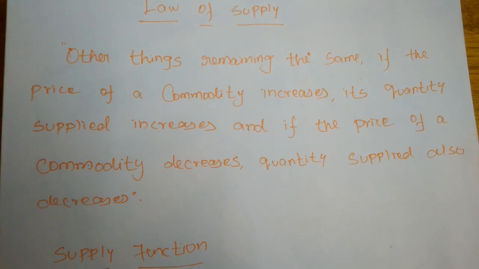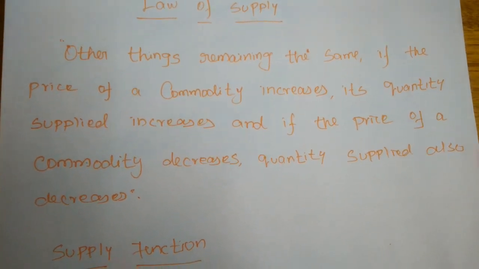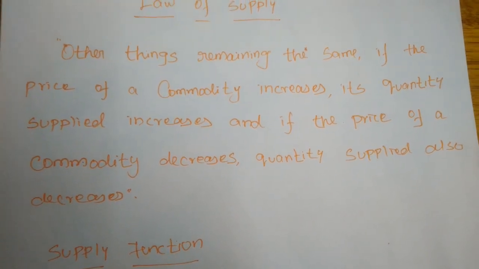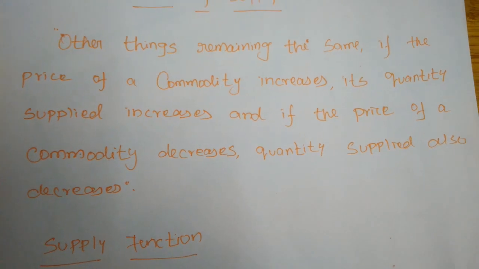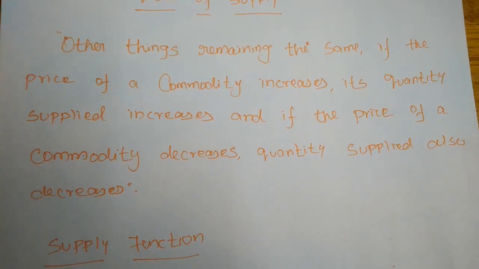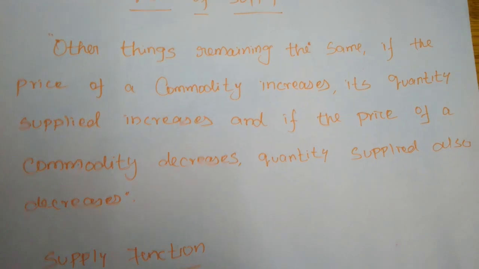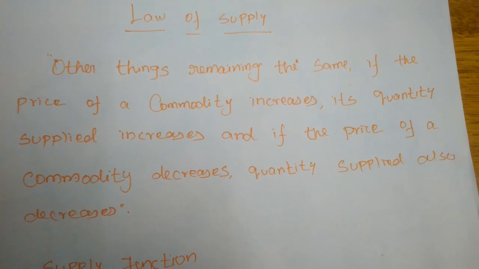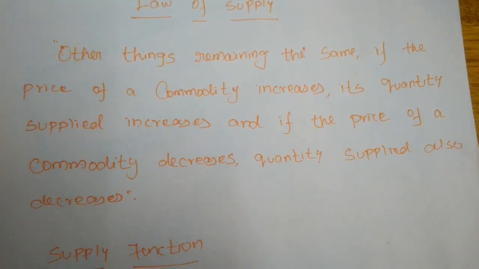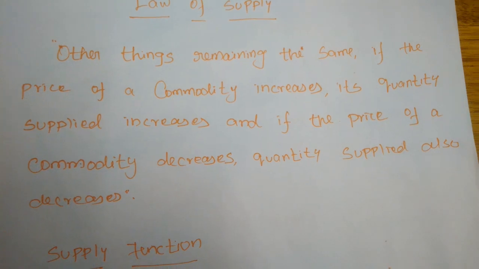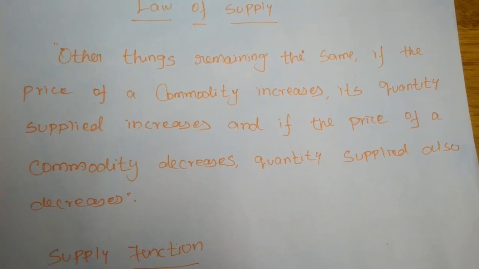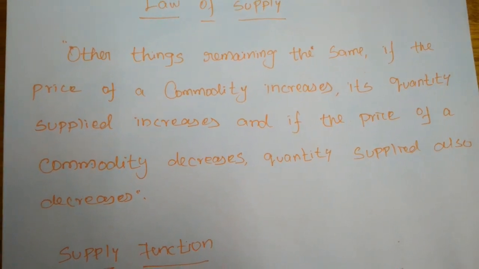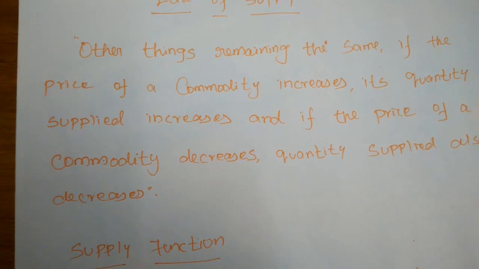Whenever the price of a commodity increases, the supply also increases. Likewise, whenever the price of the commodity decreases, the quantity supplied also decreases. But in these definitions we have studied one thing: it applies only when other things remain the same. When other things remain the same, if the price of a commodity changes, the quantity supplied of the commodity also changes.